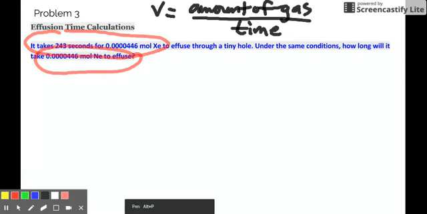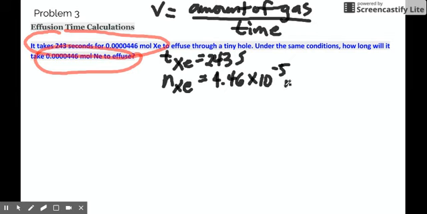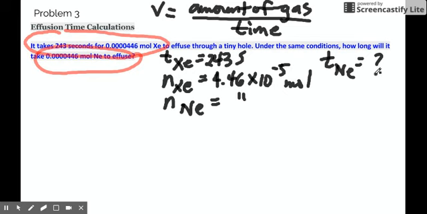So looking at the given, let me just put the given here. You're given the T of Xe to be equal to 243 seconds. And you're given the N of Xe, which I will just make in scientific notation. That's around 4.46 times 10 to the negative 5 mole, which is also the same with N of neon. And you are asked for the T of neon, the time it takes for the same amount of neon to effuse.